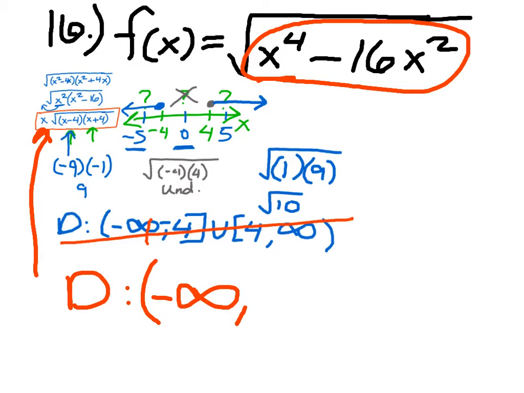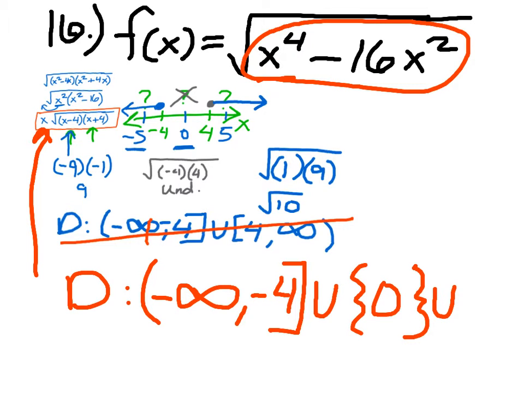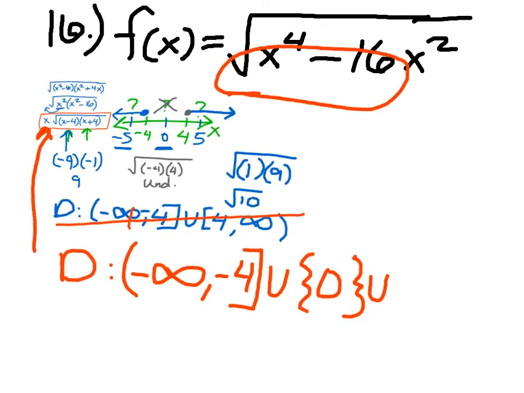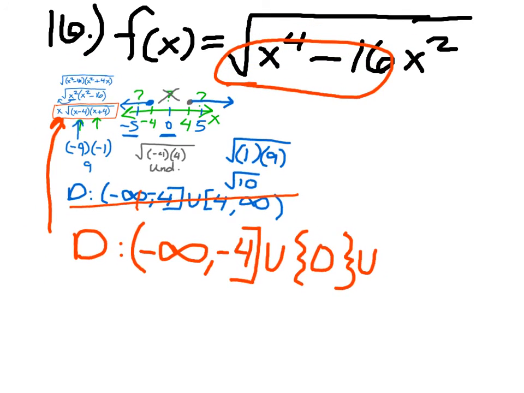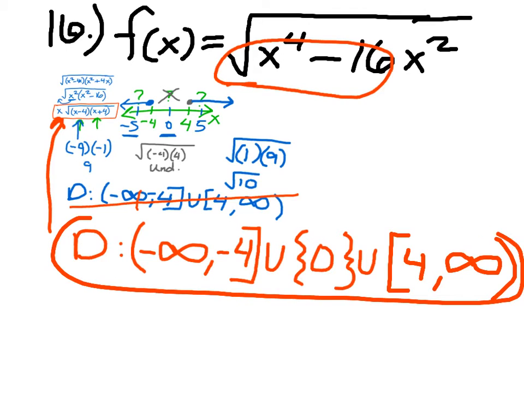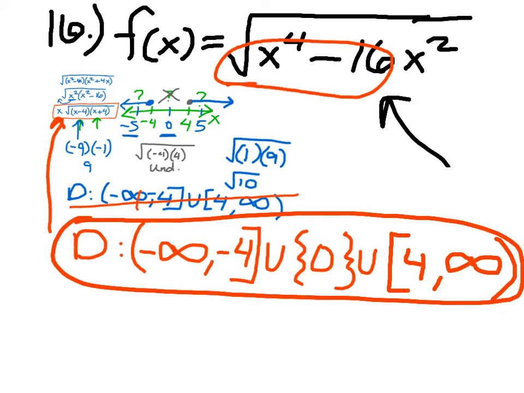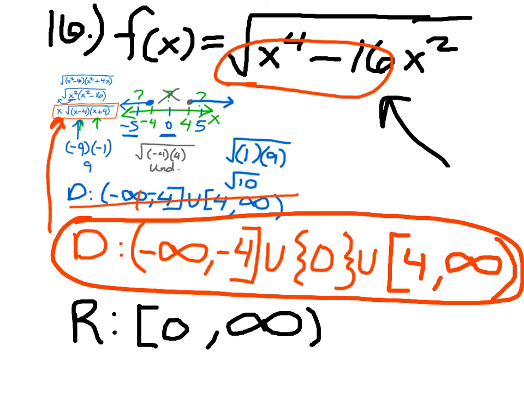So our domain should include, I missed this the first time, negative infinity up to negative 4, inclusive, union, gosh, how would I write this? I think I can use a set bracket 0 for including a single value, union, running out of room here, inclusive 4 up to infinity. That would be the domain. Range, after inspecting the graph, we could see that everything from 0, including 0, up to positive infinity appears in the range.